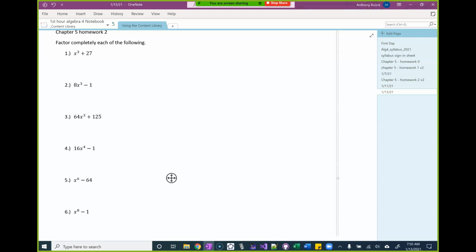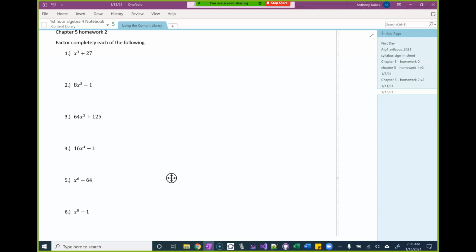Then we'll look at the number of terms. This has 2 terms. Going down the 2-term branch, the first thing we look for is a difference of 2 squares. I can tell that's not the case here because the exponent on the variable is odd. Difference of 2 squares at minimum is going to need an even exponent on the variable.